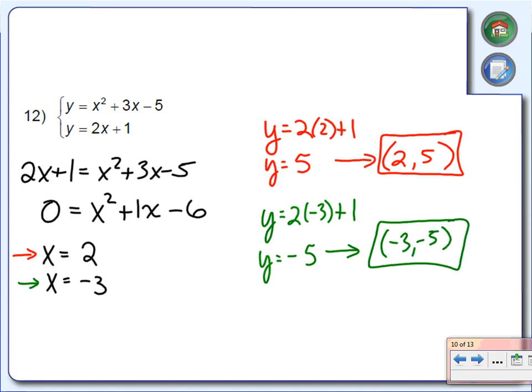So there's my 2 solutions. These 2 ordered pairs are what's going to make both equations over here true. A little more work today than we had yesterday. Now we got to find the y values also, not just the x's.